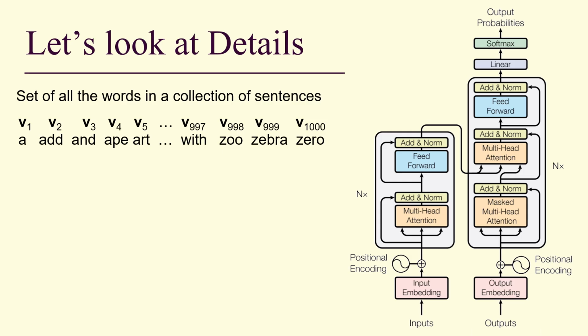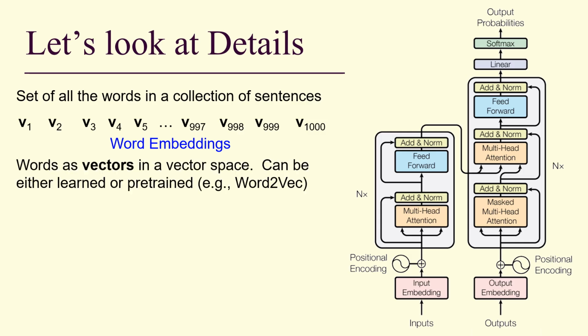So let's look in more detail at what these V's are actually giving us. They're actually what are known as word embeddings. They're vectors in a vector space, and what we do is we take each word and associate it with a vector, for example, using word2vec. We could either learn these or we could pre-train and use the vectors that we've pre-trained for these. Very often, though, we just simply learn them.